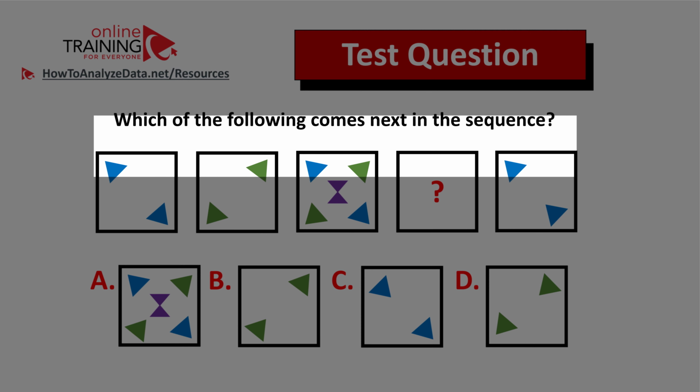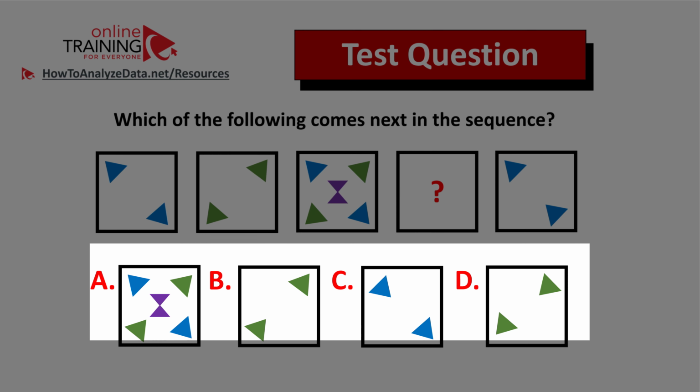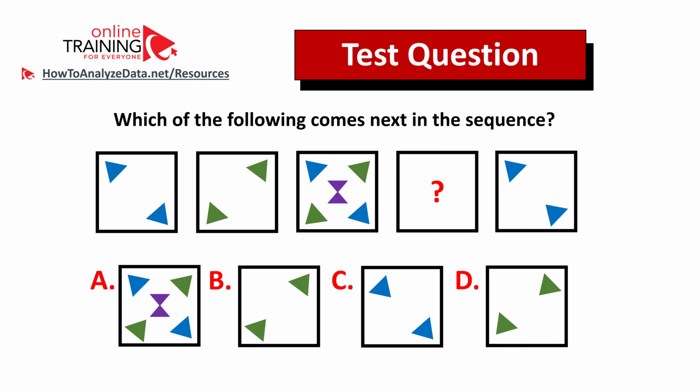You're presented with the sequence of 5 shapes, 5 squares, which have triangles inside. One square is missing triangles, and you would need to make a selection of which square is missing out of 4 possible choices. Choices A, B, C, and D. An answer here, believe me, is not obvious. Give yourself 10 to 15 seconds to see if you can recognize the pattern and come up with the answer.